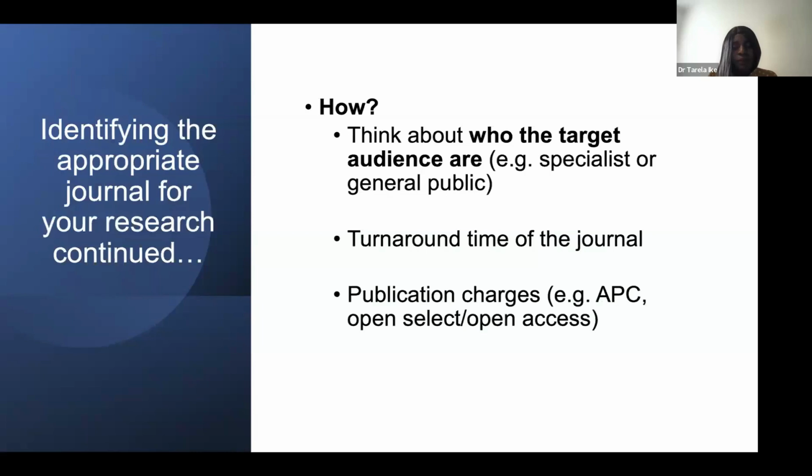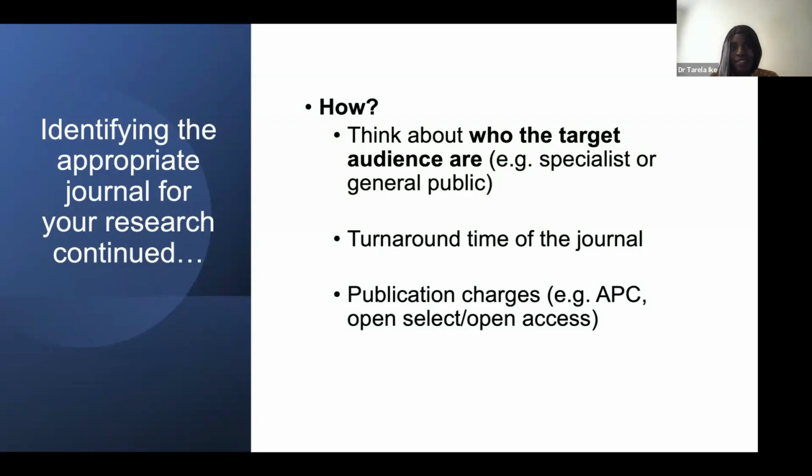Okay. So how do you actually then select the appropriate journal? For me, one of the ways to do this is to think about who is the target audience for this manuscript I'm writing. Is it for practitioners? Is it just for the academic communities? Or who exactly is the person that I want the message from this article to reach? So that would inform whether or not you're going to be going for a specialist journal or a journal that disseminates its work to the general public, because the writing style will definitely be different depending on which journal you're going to. And then turnaround time.